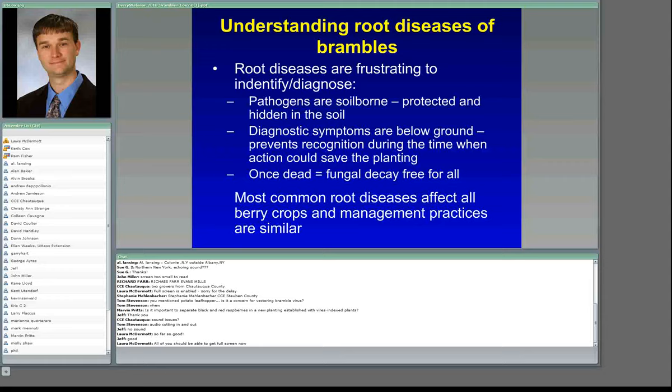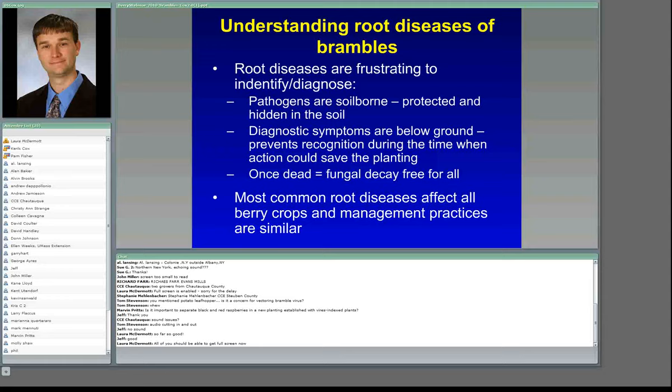The one good factor in all this is that the most common root diseases affect all berry crops, and their management practices are similar. So even if you're not here specifically for raspberries, a lot of the same stuff we'll talk about will apply to all small fruit diseases. Or if you have a diversified planting, as I imagine many of you might, a lot of what we'll talk about here will be very applicable in all situations.